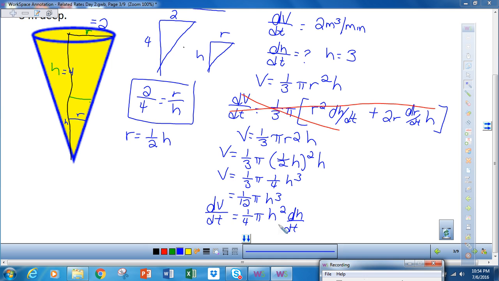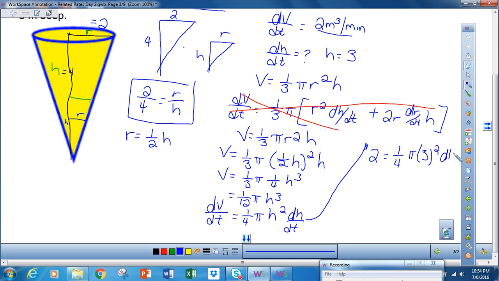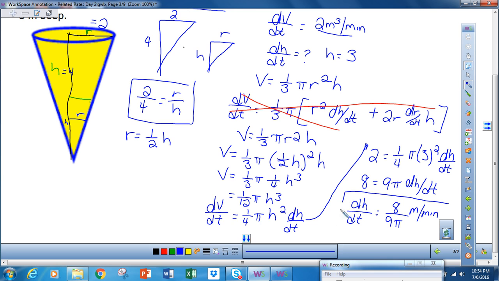We're going to just substitute in what we know. We know that dV/dt is 2 meters cubed per minute. So 2 equals 1/4 pi h squared dh/dt. We were trying to find this value when h is 3, so we have 3 squared, and we're trying to find dh/dt. Solving for dh/dt, I multiply both sides by 4. I get 8 equals 9 pi dh/dt. So dh/dt is equal to 8 over 9 pi. What units were we given? We're given meters, so this is going to be meters per minute. And this is our answer.